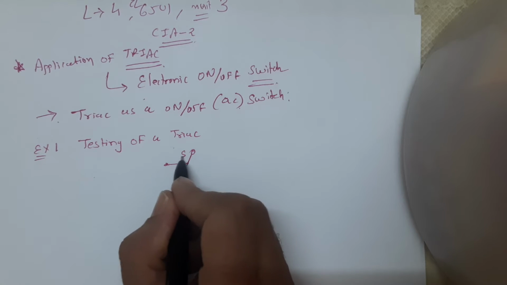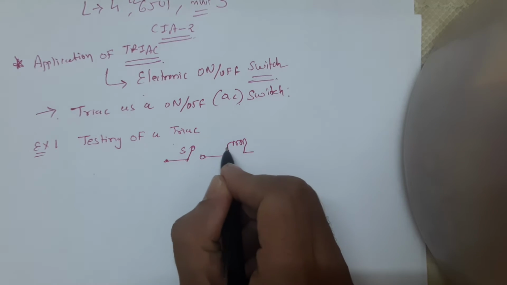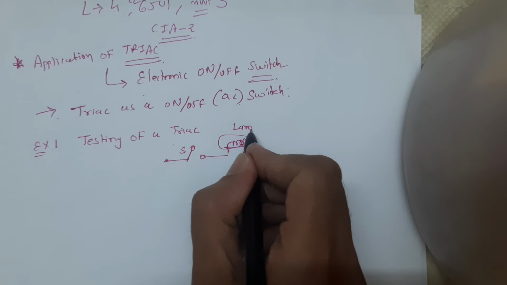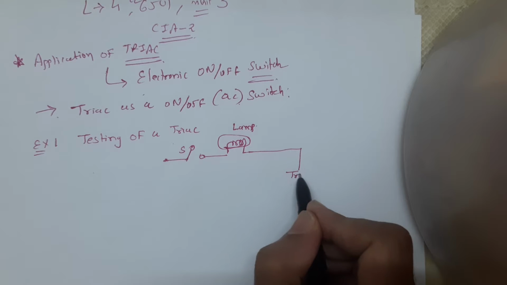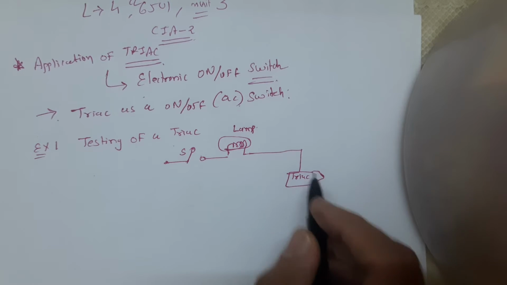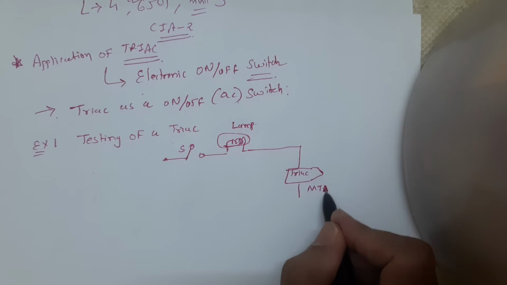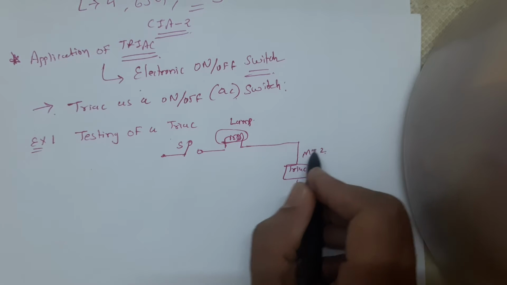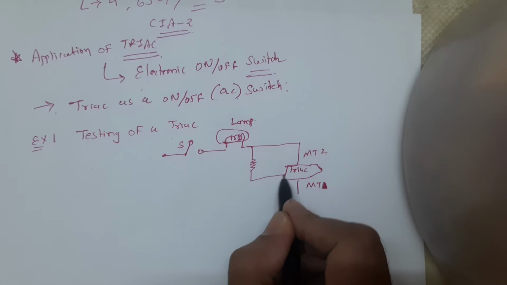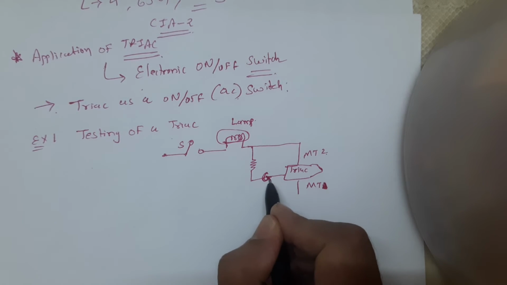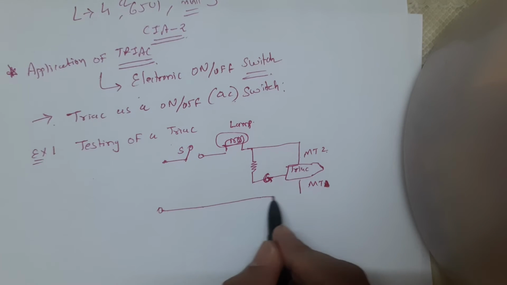Then this is your switch S. This is your testing lamp. We are putting the lamp here. Then this terminal is connected to the triac. This is our triac, with two terminals MT1 and MT2. In between there is a resistor R and it is connected to G, the gate terminal. This is your simple circuit to test the triac.